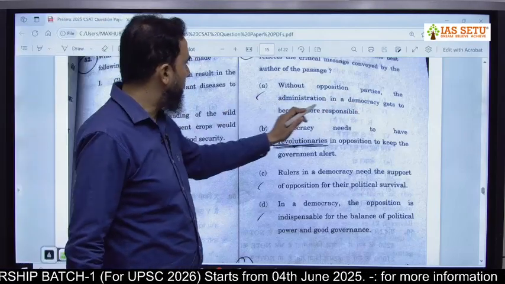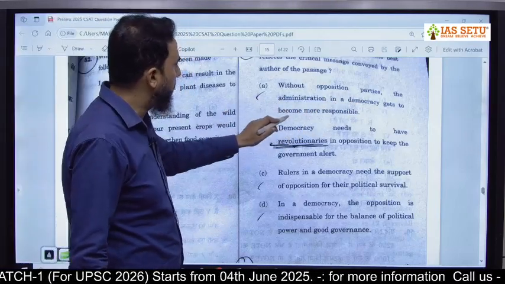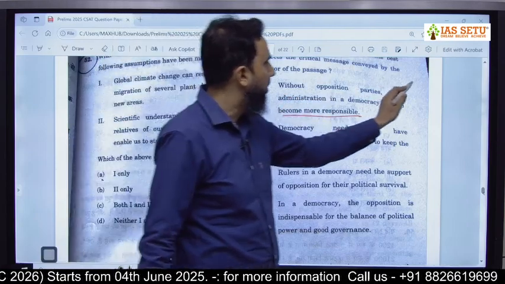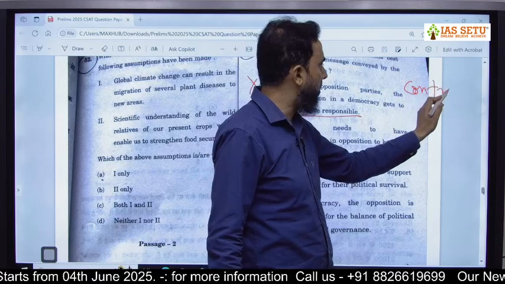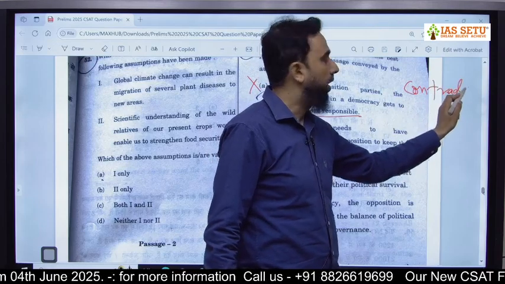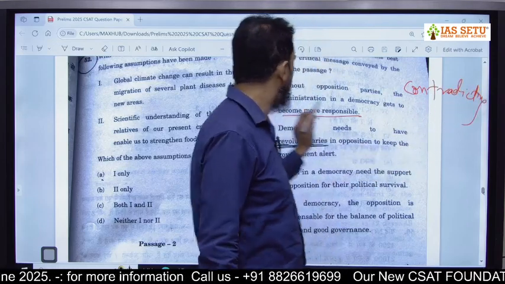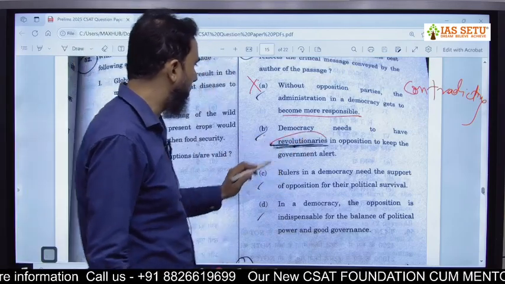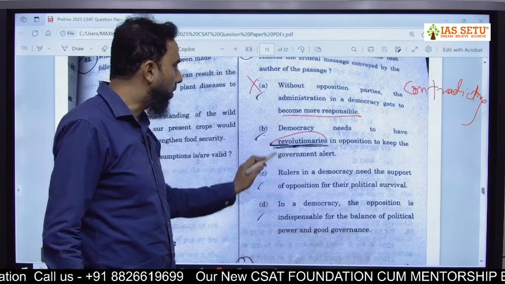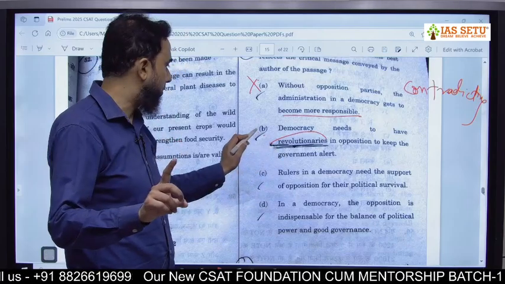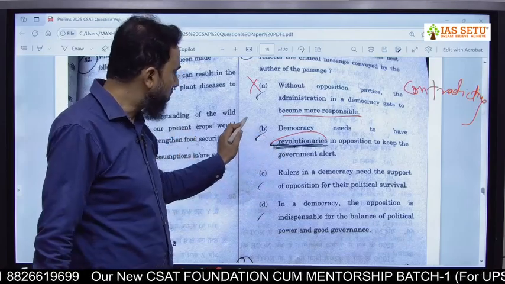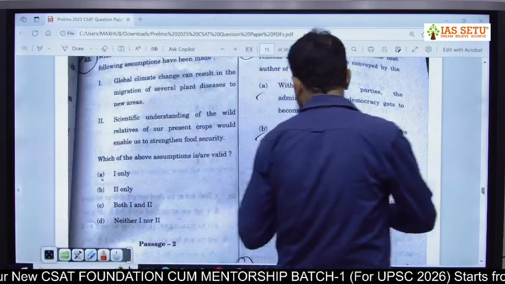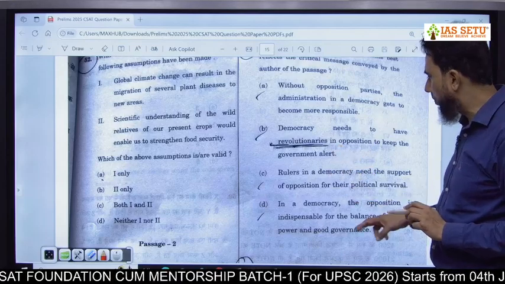Without opposition parties, the administration in a democracy gets to become more responsible. Gets to become more responsible is actually contradicting the passage. It is in contrast with the passage. Hence, this cannot represent the message. B says democracy needs to have revolutionaries in a position to keep the government alert. Now, revolutionaries has not been mentioned in the passage. In this context, B is also opposing the passage. How? B is wrong. It says democracy needs to have revolutionaries in a position.